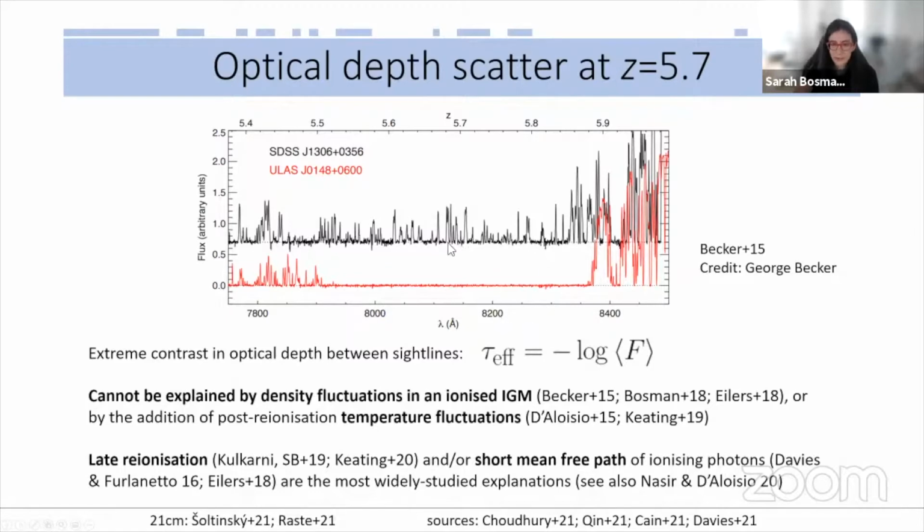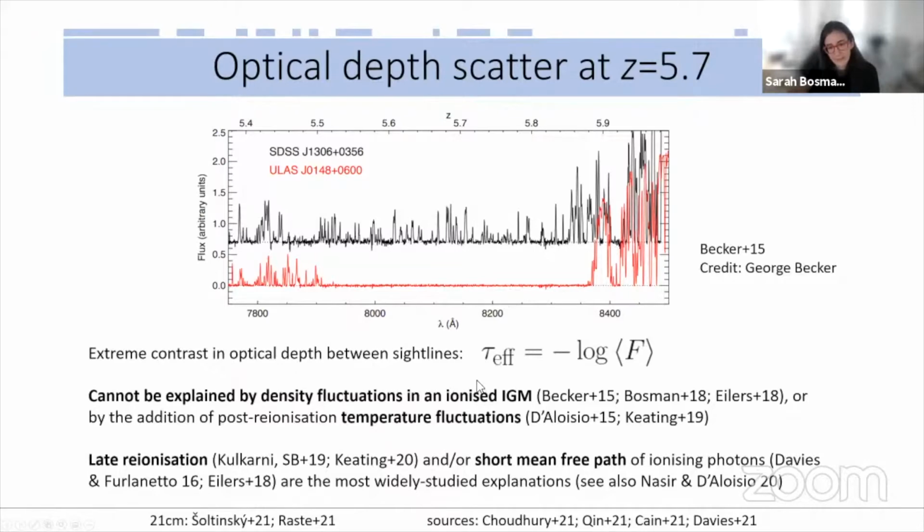So it has been shown that this extreme scatter in optical depth cannot be explained in a homogeneously ionized universe by accounting for density fluctuations, or even when you include temperature fluctuations. So instead, the models that can reproduce this observation involve a very late end to reionization, where these opaque absorbed troughs actually contain gas that is 10% neutral or more, and/or a short mean free path of ionizing photons inside of ionized regions.